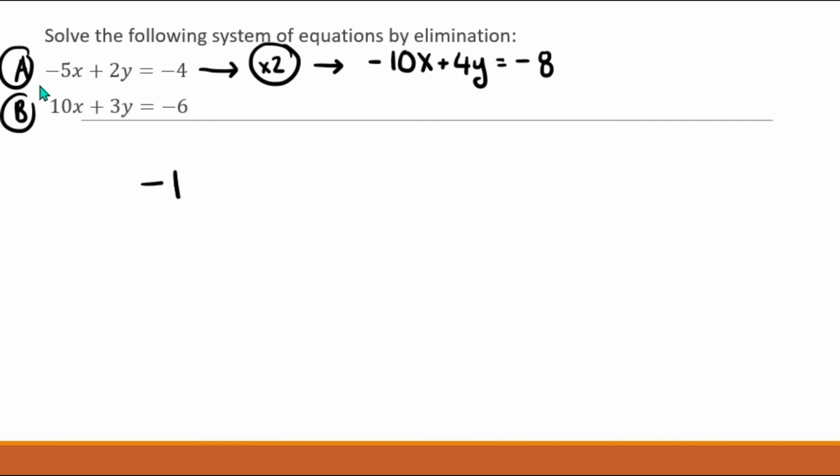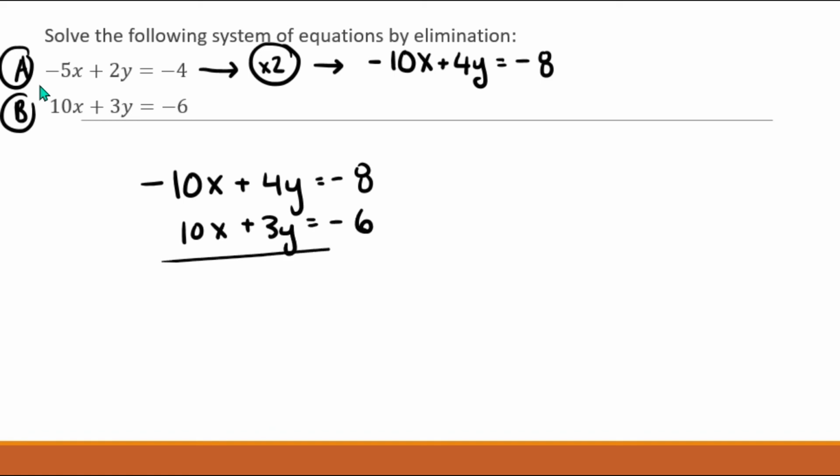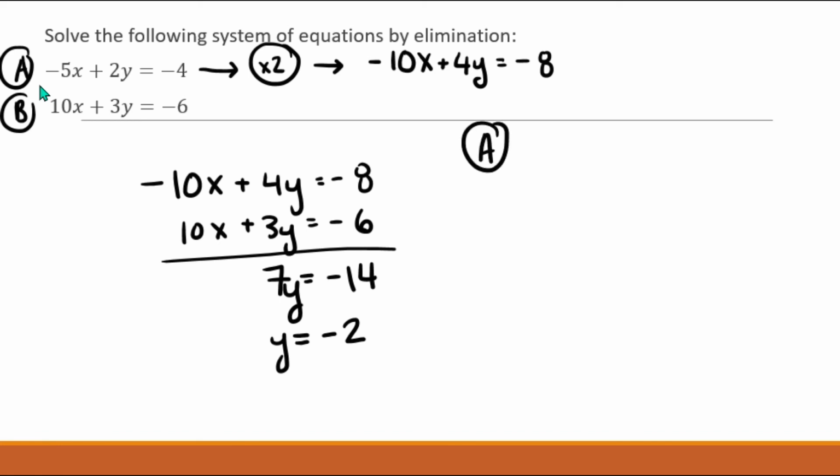So here I go, rewriting them one on top of the other, adding the equations together. Negative 10x plus 10x, those are going to vanish. 4y plus 3y makes 7y. And negative 8 minus 6 is negative 14. All right. And we're going to isolate y, and we're going to end up with y equal to negative 2. I'm going to go back to equation A and solve for x.